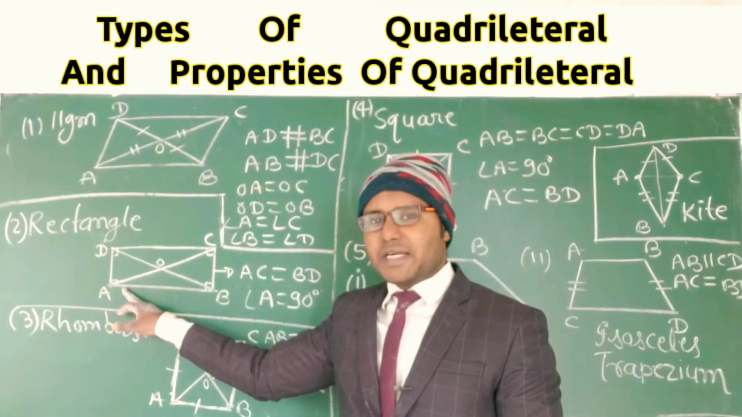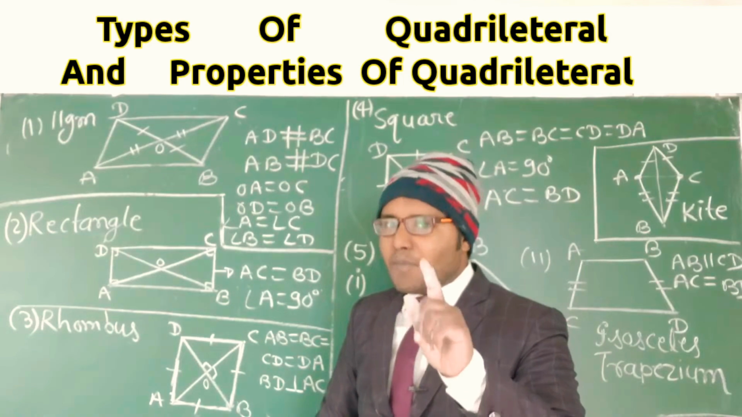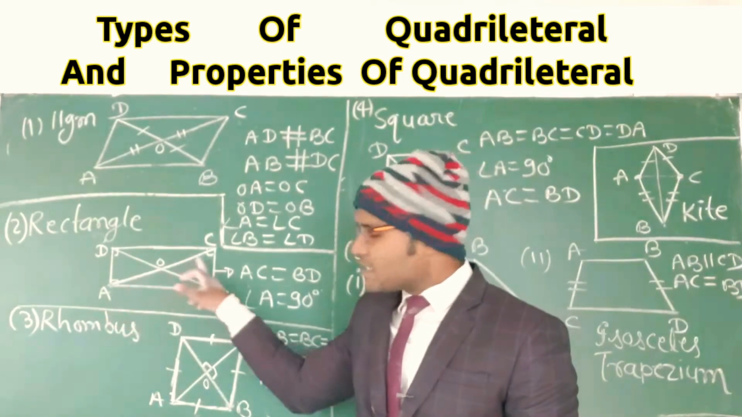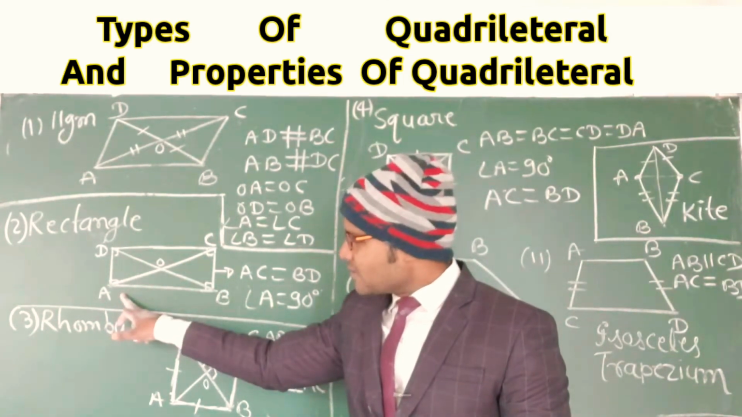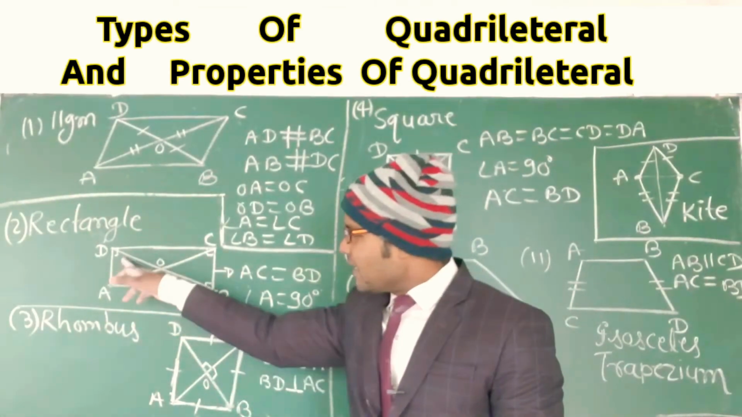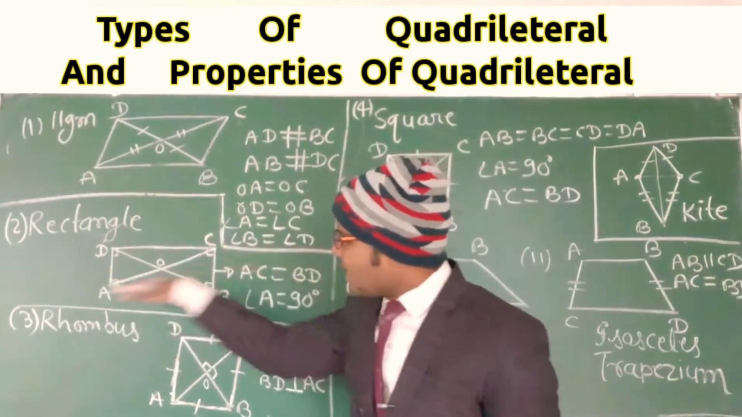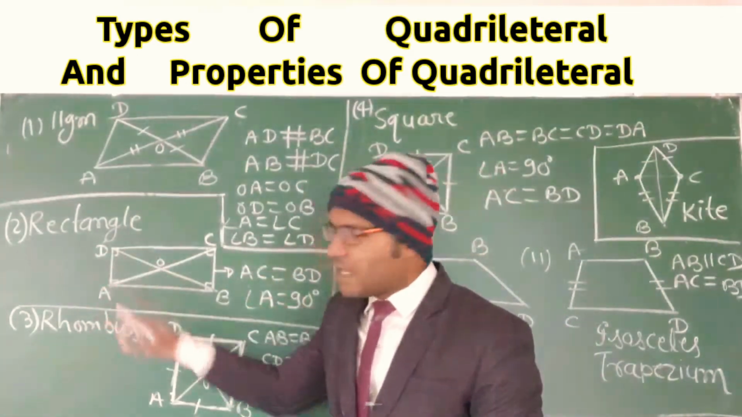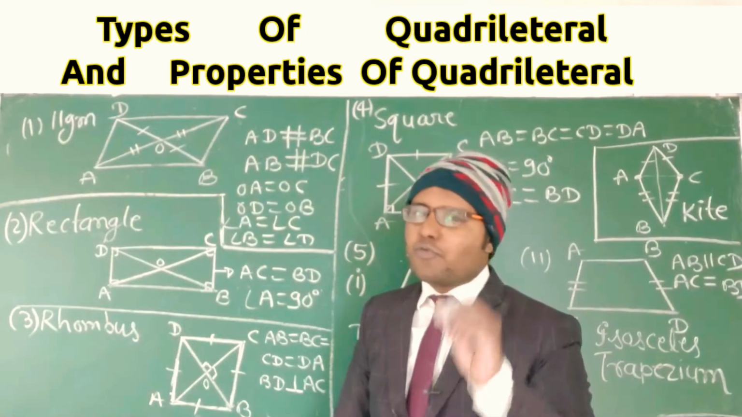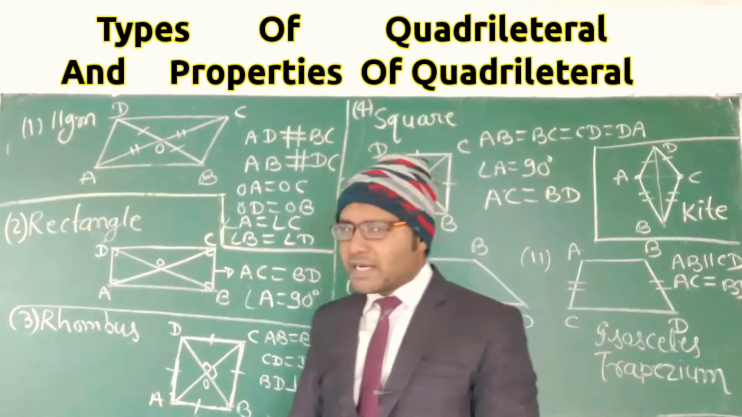Sufficient information about a rectangle. If a rectangle is a parallelogram, that means angle A is equal to angle C. If you say angle A is equal to 90 degrees, then angle C is also 90 degrees, angle D is also 90 degrees, because this is a parallelogram. That means this line and this line are parallel, and D and A are co-interior angles, and the sum of co-interior angles is equal to 180 degrees. That means if angle A is equal to 90 degrees, then angle D is also 90 degrees.